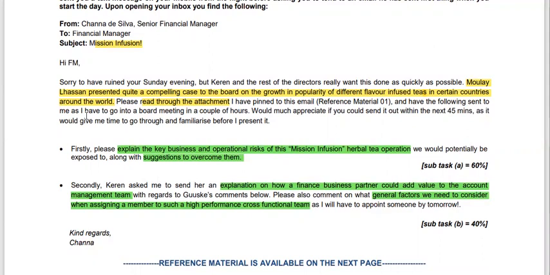So we are trying to develop a new product and introduce it into several markets, because it says we are trying to offer different flavor infused teas in certain countries around the world. So we are not just going to sell our flavor infused teas within our own country. We are going to sell it in multiple foreign countries as well. In order to gain information about the nitty-gritties pertaining to this flavor infused tea production, or this new type of product category which we are going to introduce, you have to read through the attachment or the reference material.